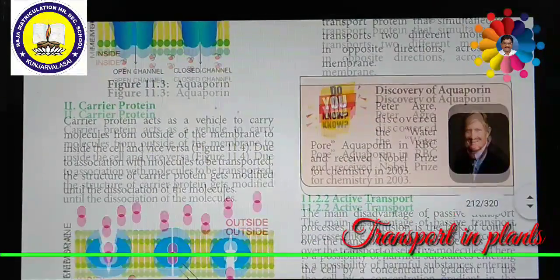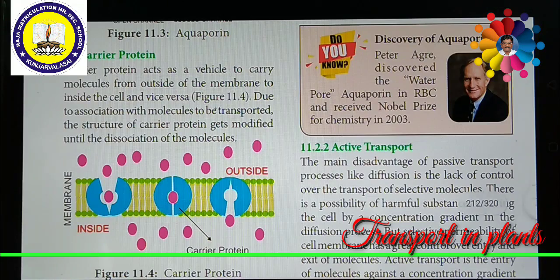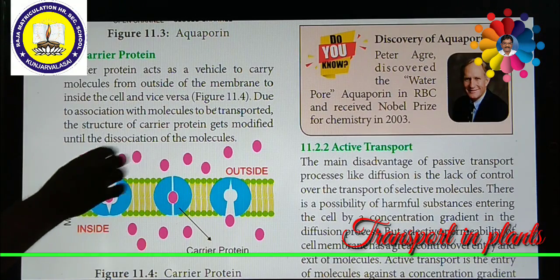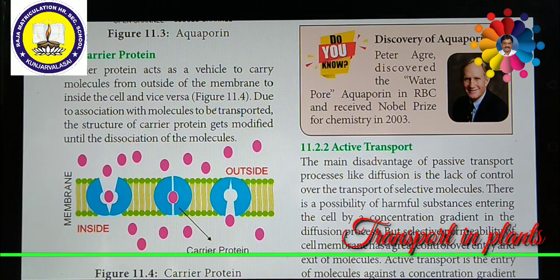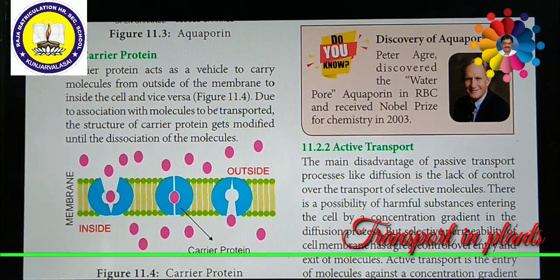If you see the carrier protein picture, you will understand very clearly. This is outside, and these are the materials. This material has to travel through this membrane. The membrane has certain proteins like a carrier. This is a vehicle-like carrier protein which takes this material, carries it, and throws it to the inside. That means it carries from outside and allows them to move inside with the help of this carrier protein.